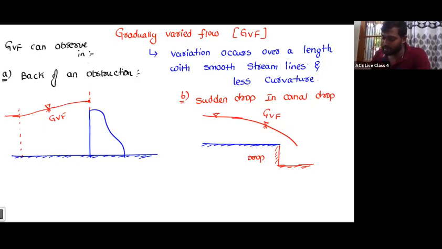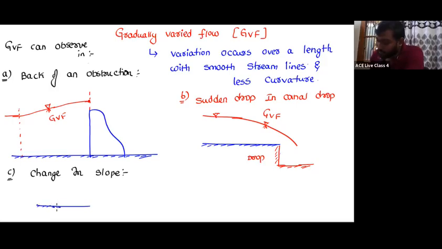Now let's see the next, third example. Whenever there is a change in slope, for example, I'm going to have initially a very small slope, very less slope. What is the meaning of the lesser slope? Mild slope.